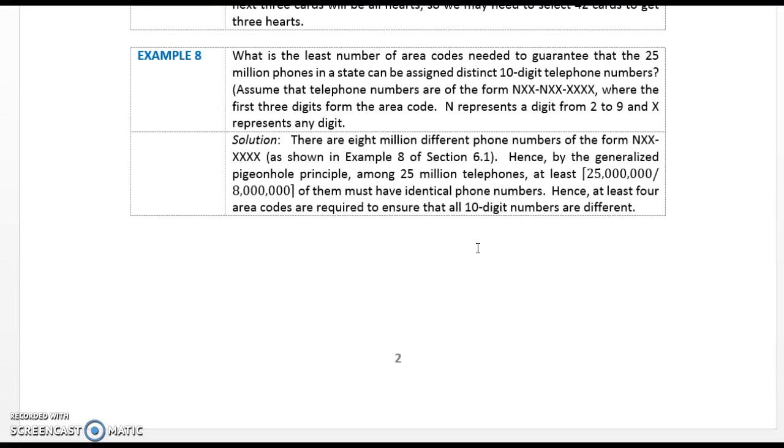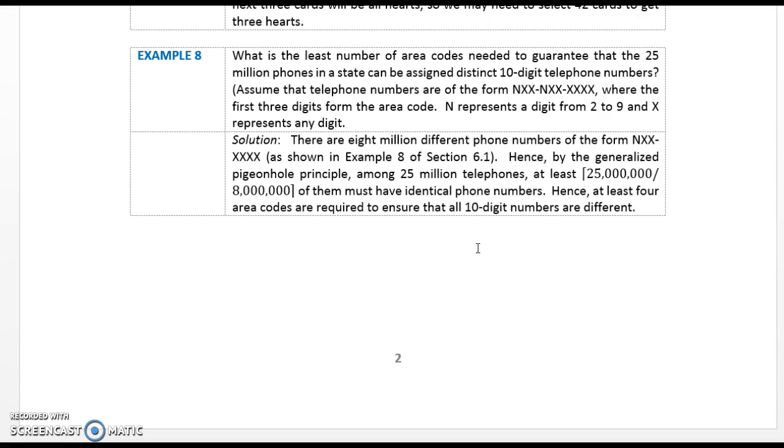Example 8. What is the least number of area codes needed to guarantee that the 25 million phones in a state can be assigned distinct 10-digit telephone numbers? Assume the telephone numbers are of the form NXX-NXX-XXXX, where the first 3 digits form the area code. N represents a digit from 2 to 9, and X represents any digit.